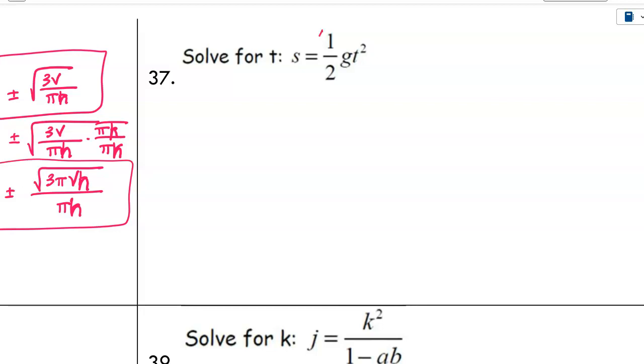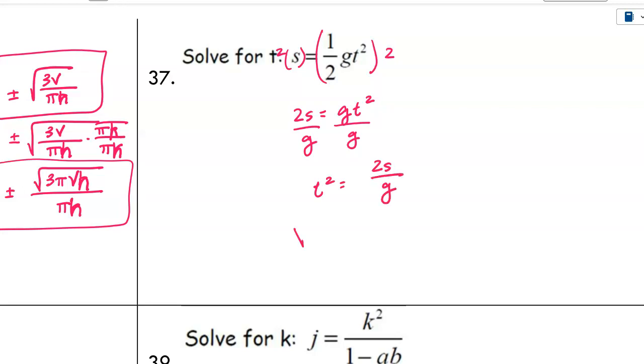Let's see, t. Okay, this is kind of similar. I'm going to multiply both sides by 2. That'll get rid of that 1/2. 2s equals g t squared. Divide both sides by g. So t squared equals 2s over g. Square root both sides, taking the plus or minus: t equals plus or minus the square root of 2s over g.